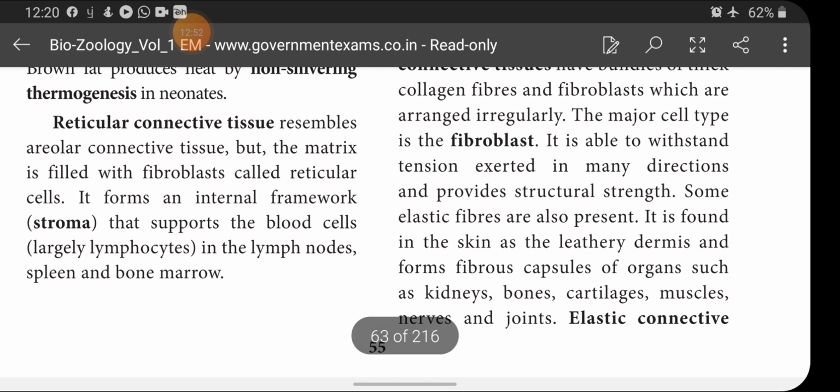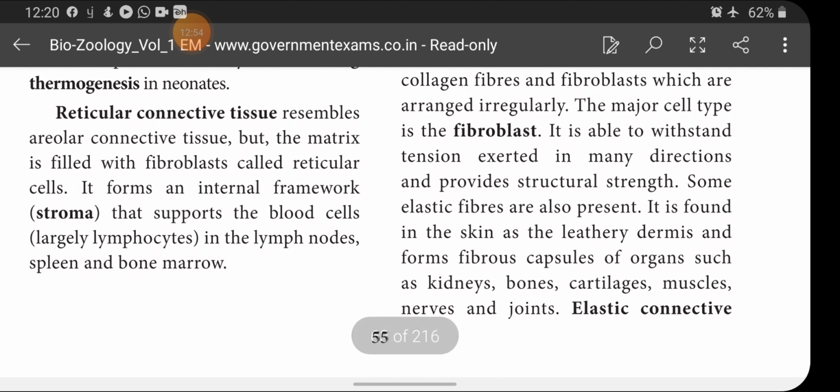Some elastic fibers are also present. It is found in the skin as the leathery dermis and forms fibrous capsules of organs such as kidney, bones, cartilage, muscle, nerves and joints.